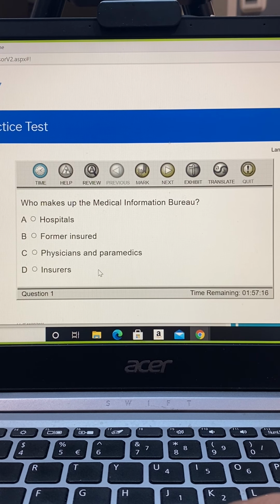Okay, family, we gonna help more people get their license and go through these test questions so we can break it down and help some people. So, what makes up the Medical Information Bureau? The answer is insurers, because insurance companies share your medical information with other insurers.